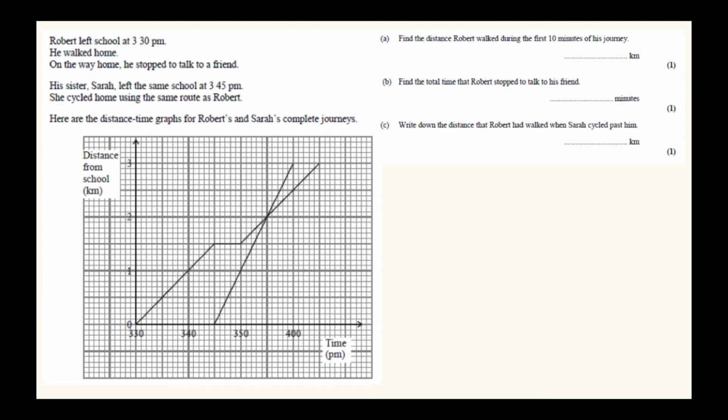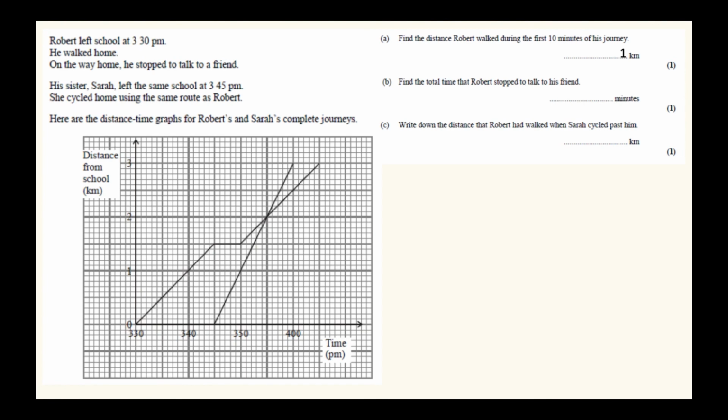Question A says to find the distance that Robert walked during the first 10 minutes of his journey. If we look at our time axis at the bottom, it's between 3:30, 3:40, 3:50 and then 4. So they're in 10-minute intervals. So from here to here is the first 10 minutes. If we go up to his line, it shows you that he travelled 1 kilometre.